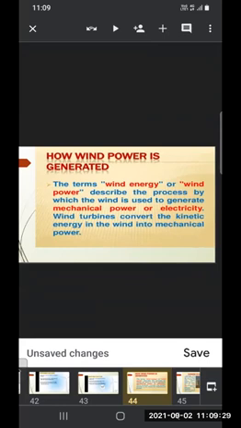The term wind energy or wind power describes the process by which the wind is used to generate mechanical power or electricity. Wind turbines convert the kinetic energy in the wind into mechanical power. So this is how the wind power is generated.